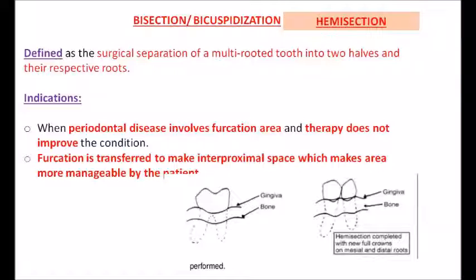The indications are when periodontal disease involves the furcation area and the therapy does not improve the condition. In such cases we have to cut the tooth. Also, when the furcation is transformed to make an interproximal space, which makes the area more manageable by the patient, we can opt for the bisection procedure. So these are the two very important indications: periodontal disease involving the furcation area where therapy does not improve the condition, and furcation transformed to make interproximal space, which makes the area more manageable by the patient. So, bisection, bicuspidization or hemisection.